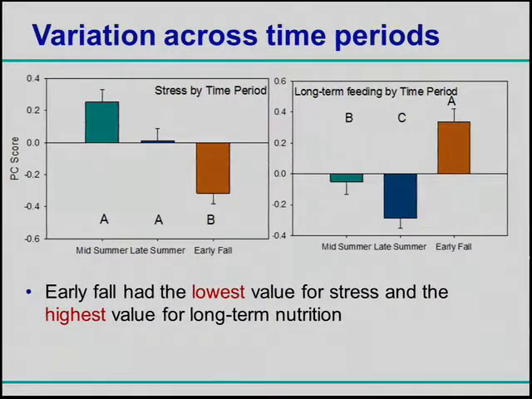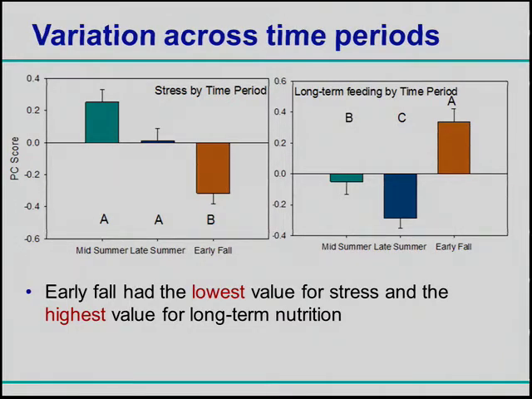What we did see, though, which was kind of interesting, was some really cool stuff looking at how variation in some of these parameters shook out across the different time periods. So now what we have on this is the stress index. This is cortisol and glucose, and the long-term feeding. Midsummer, late summer, early fall in the same kind of response. So we have a higher principal component. In this particular case, you have better feeding, better energy stores versus worse energy stores.